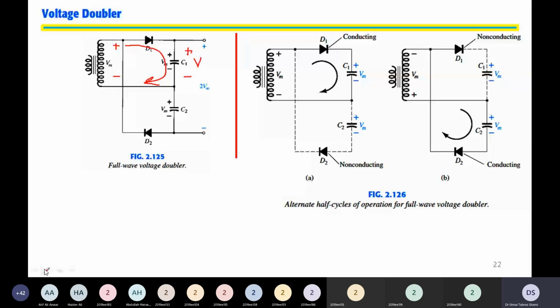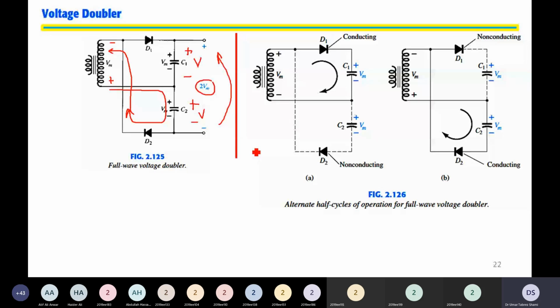And in the negative part, when the voltage is reversed, this terminal is positive and the remaining terminal negative. Current will start from here. It will flow through C2 into D2, and then into the input terminal of the transformer. And in the negative part, capacitor C2 will be charged to voltage Vm, such that the total voltage is two times Vm, or twice the input. This is your voltage doubler.